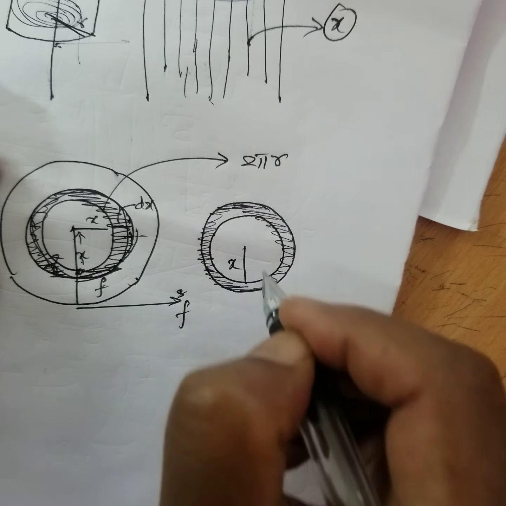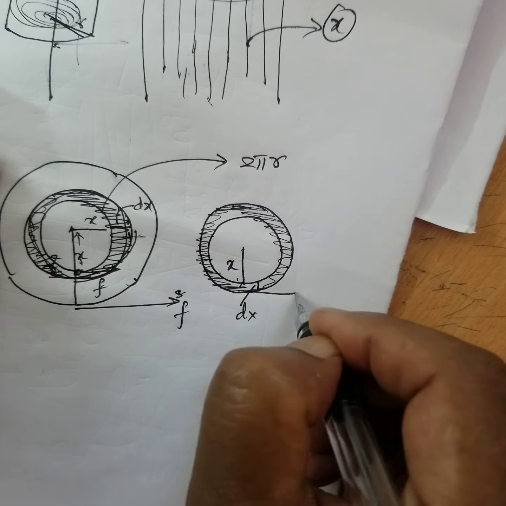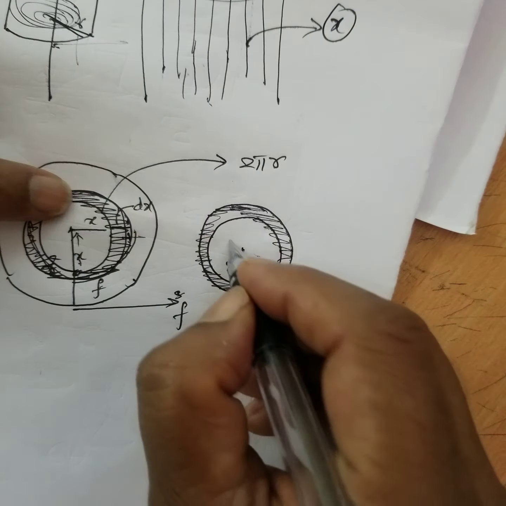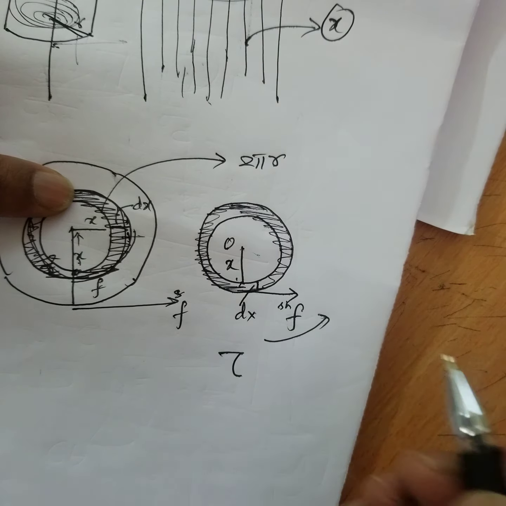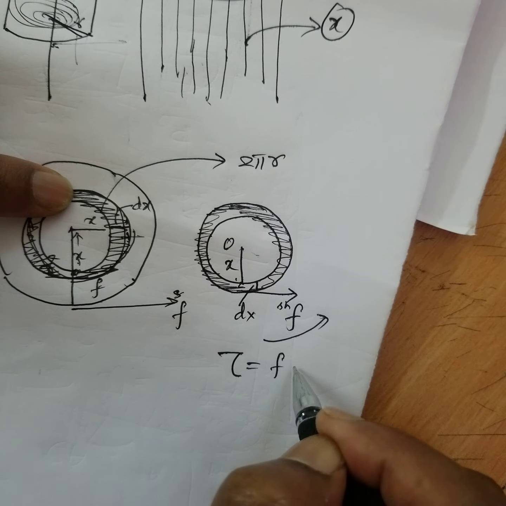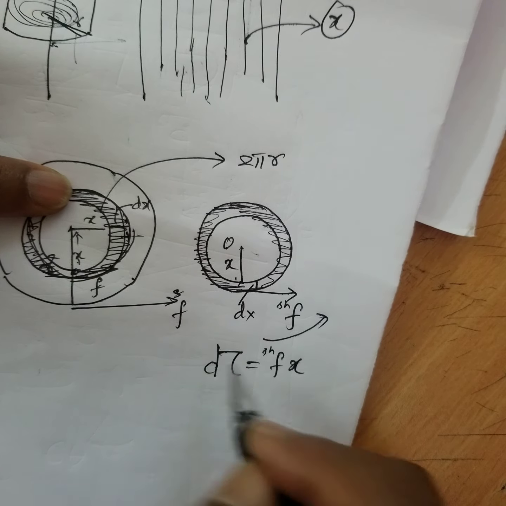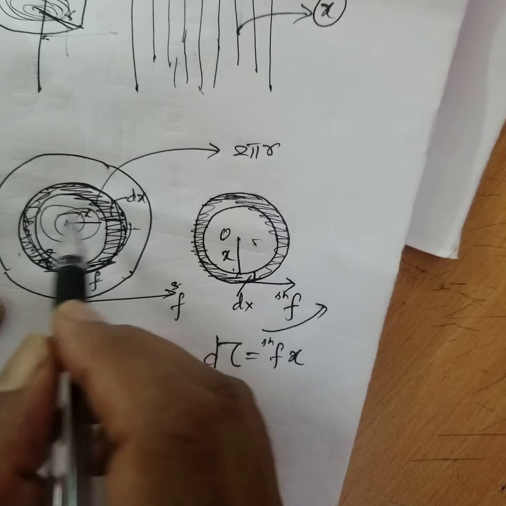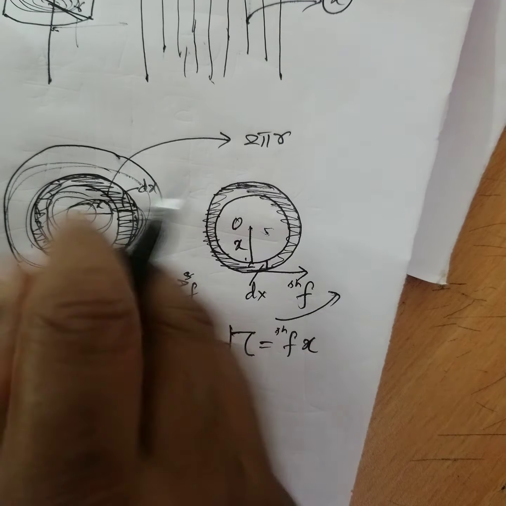Now this value is x. This is dx, right? Here I am applying a shearing force. Force into perpendicular distance is called what? Moment. Moment is equal to force into perpendicular distance. This is called shearing force. This is a moment due to this. Likewise, everywhere the moment is acting on twisting. This is called twisting couple.